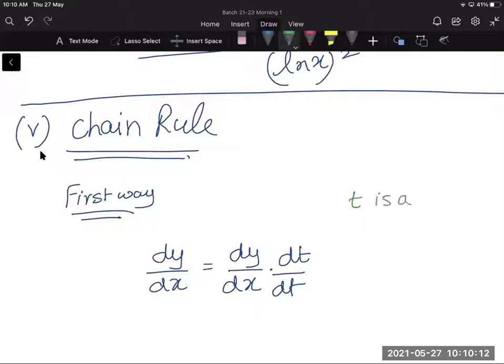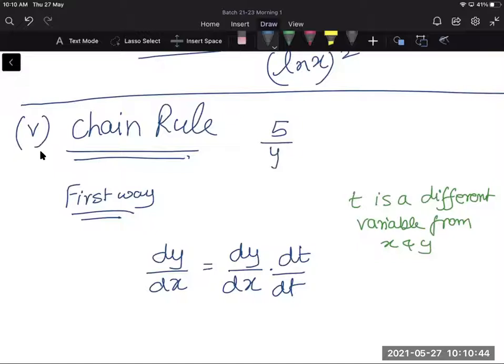t is a different variable from x and y, right? So it may have something to do with x and y, it may not. The point is that I can carry out this operation. Why can I do this? Because for any fraction I can multiply and divide. So if I have, let's say, 5 upon 4, then I can definitely multiply this by x square and divide this by x square. This will make no difference on the fraction itself. Okay.